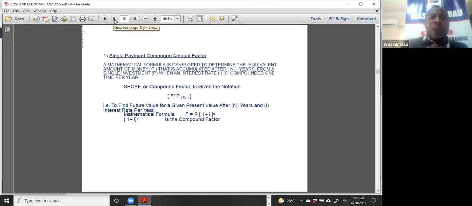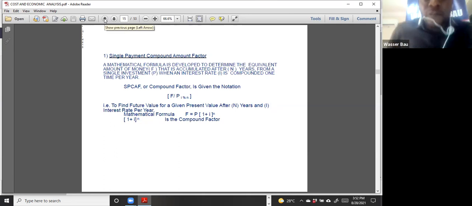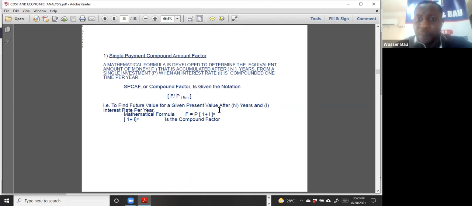Okay. Now, I'm going to explain 5 ways any problem you're going to encounter in terms of interest and repayments will come in form of. Number 1, single payment compound factor. And this is when you want to find the future value of a given present value at n number of years and i interest rate per year.